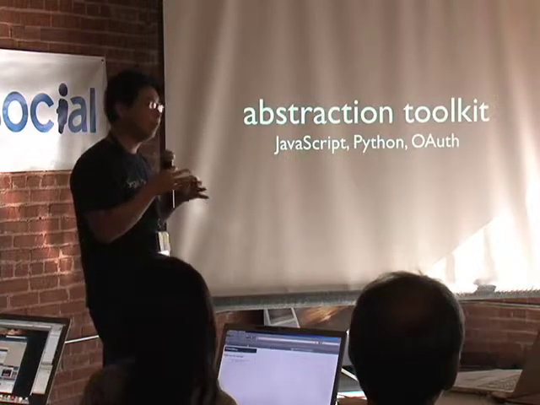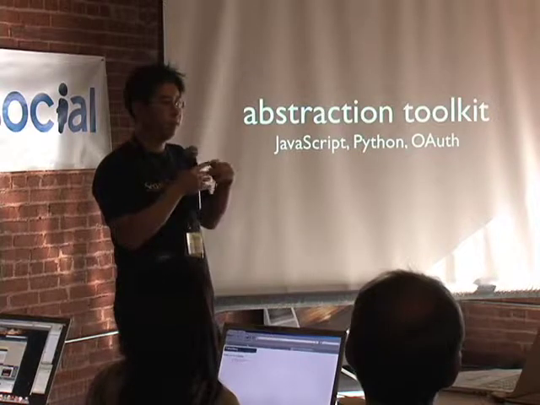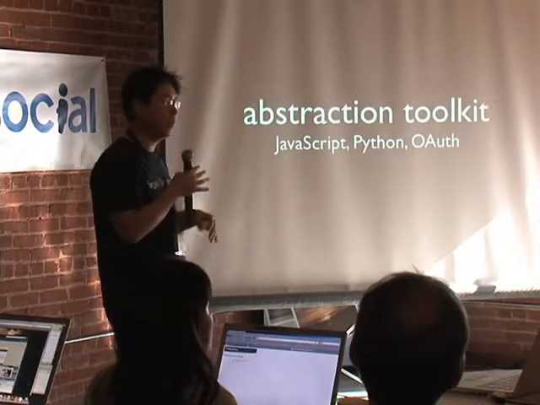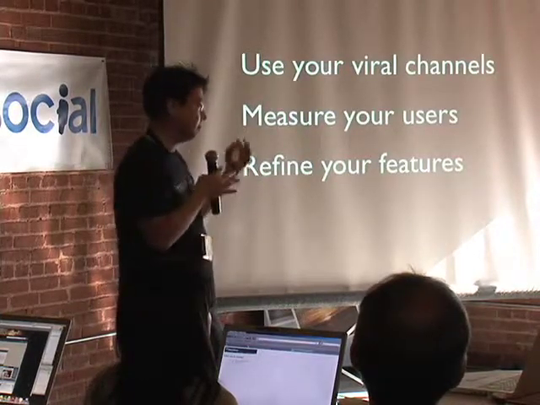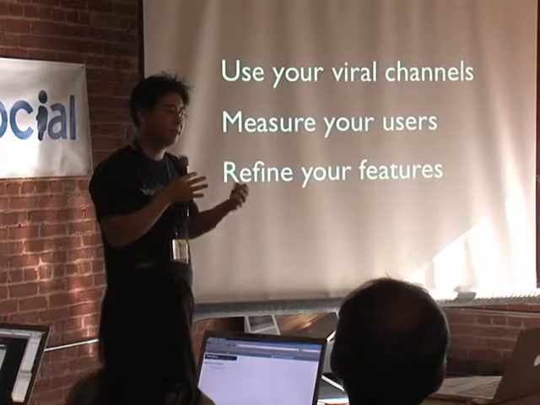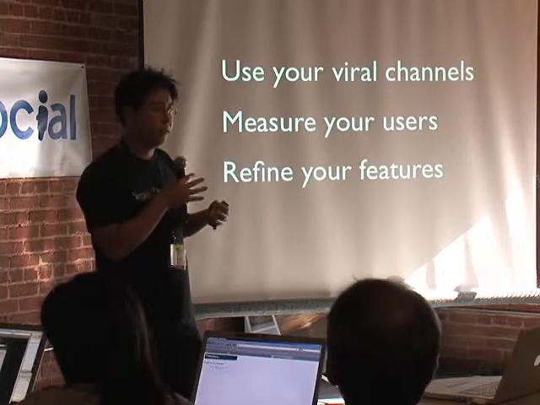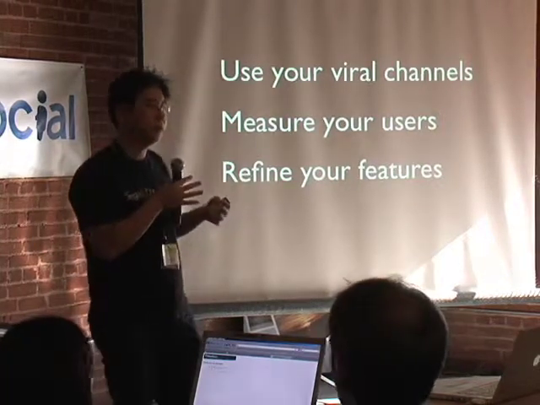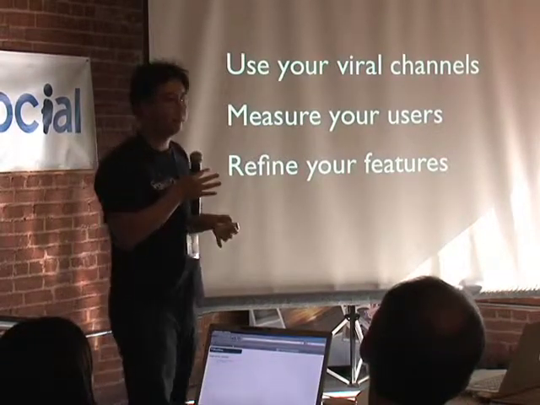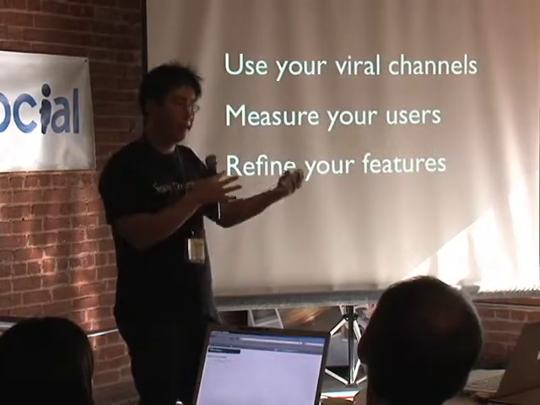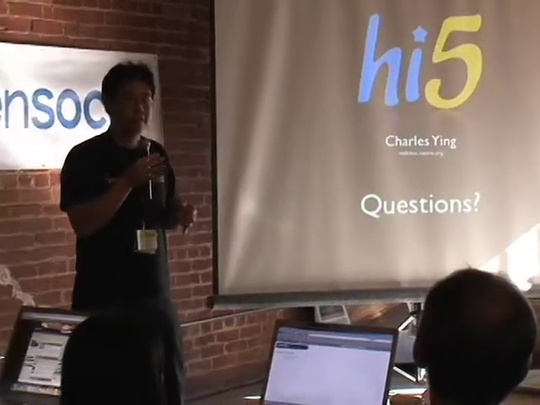On the back end, we had Python and backends for Facebook, MySpace, High Five, Orkut, and they used the OAuth library from Leah Culver. And on the business side, other people can talk better about this, but I'll say that the standard rules apply for social network apps. Use your viral channels, it's very important. Measure your users. We use Google Analytics and our own analytics system. And refine your features. Figure out what your users want and cater to them. That's it. Any questions?